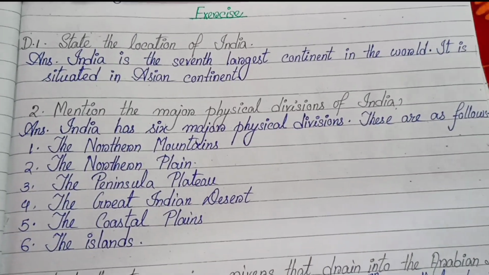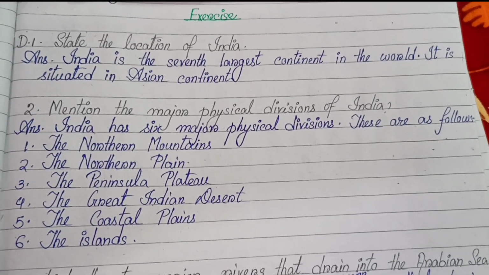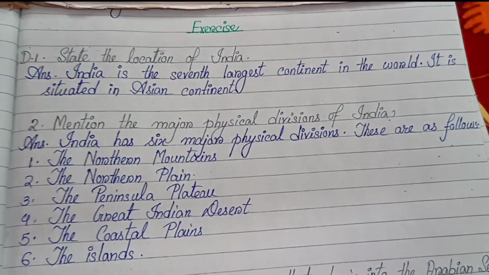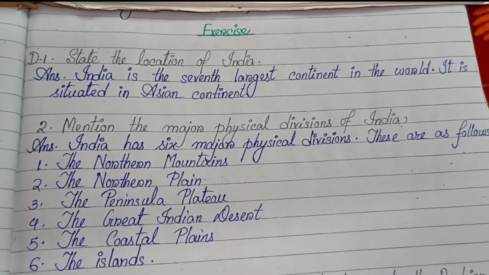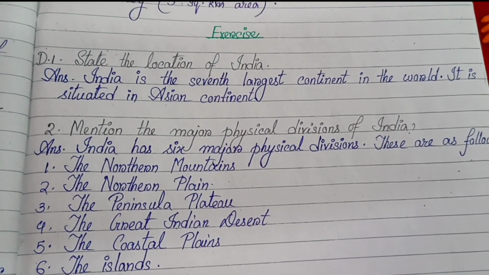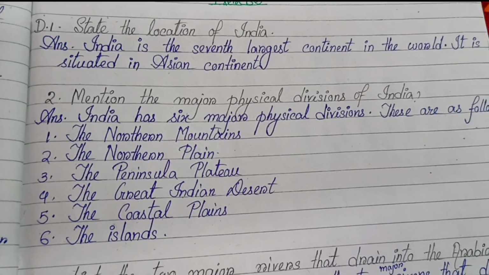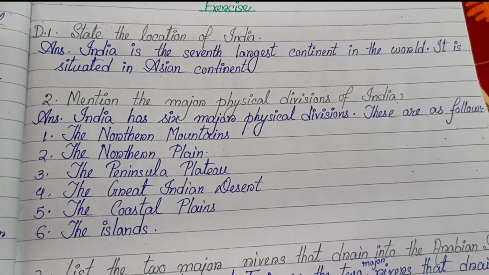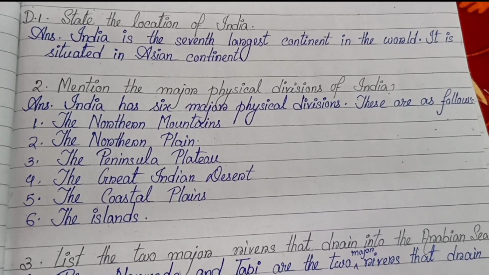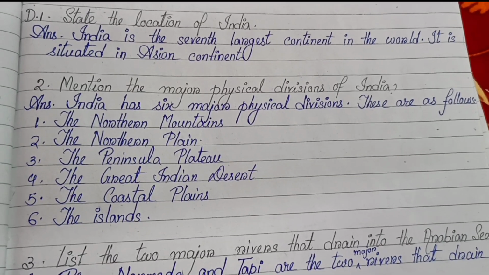Number 1, state the location of India. India is the 7th largest country in the world. It is situated in the Asian continent. Number 2, mention the major physical divisions of India. India has 6 major physical divisions.